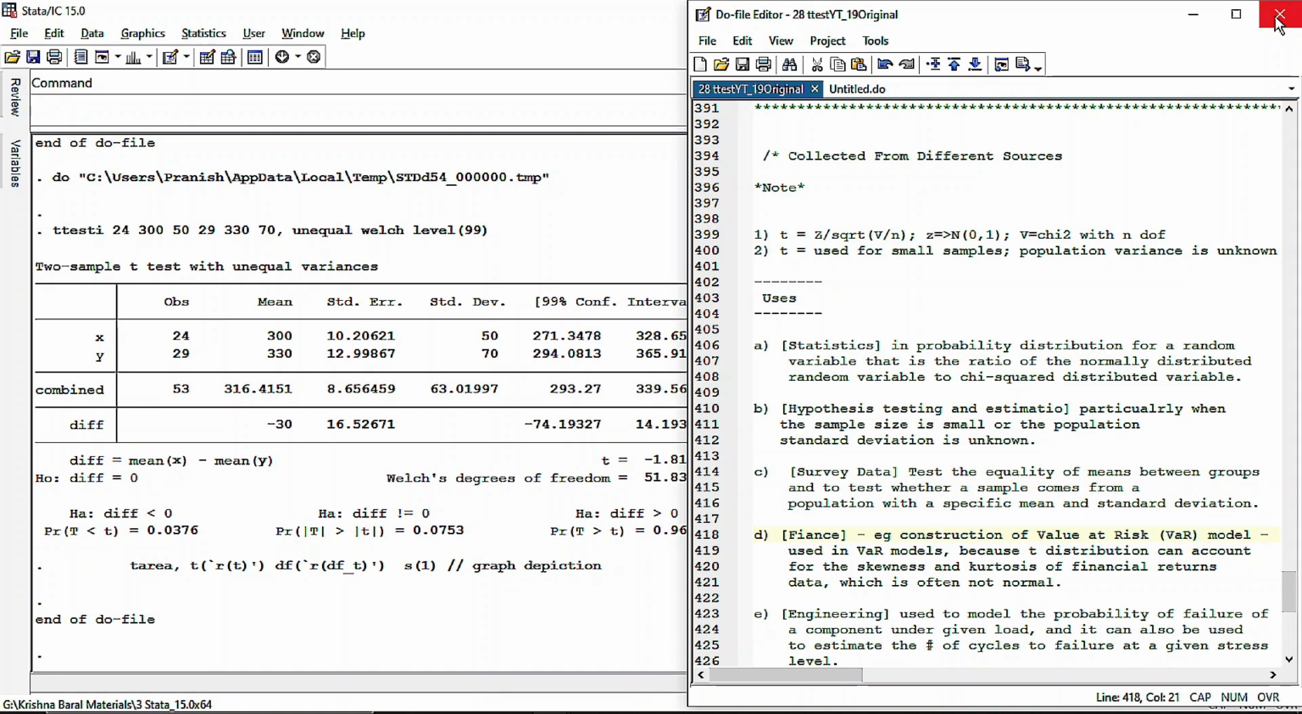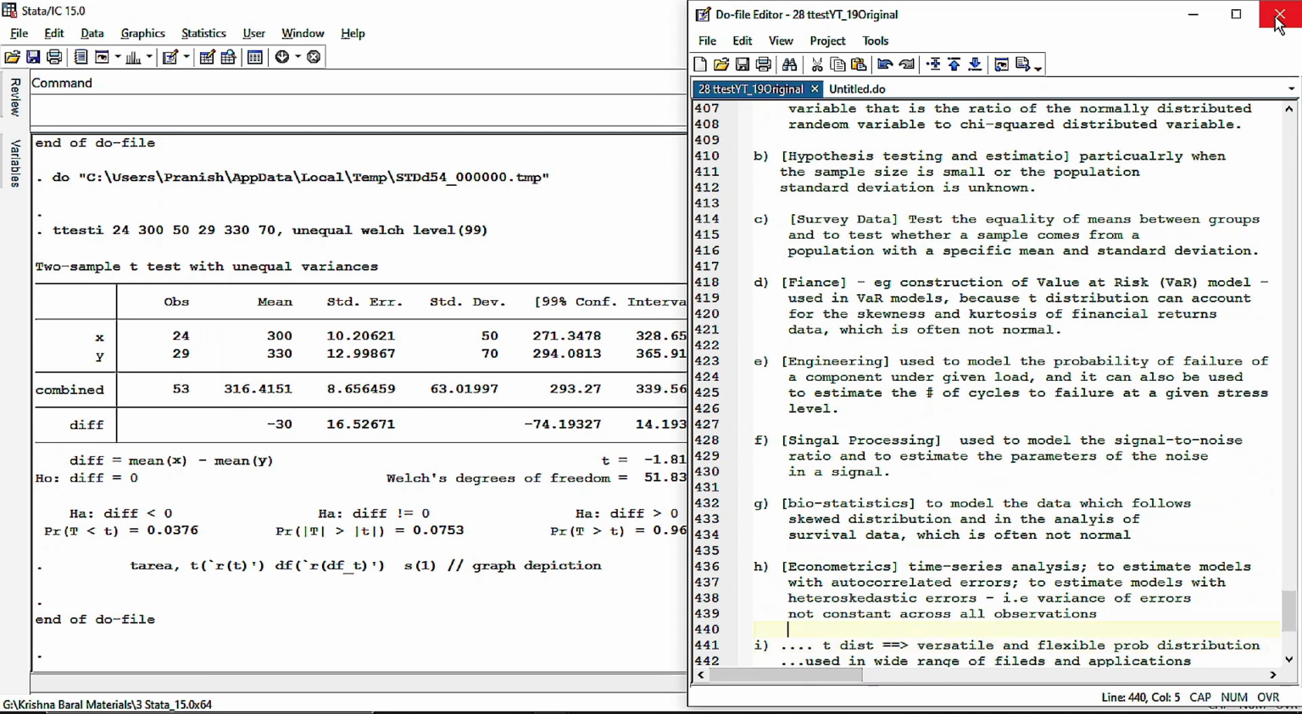And in finance, for example, in the construction of a value at risk model, it is used in VaR models because the t-distribution can account for the skewness and kurtosis of financial returns data, which is often not normal. In the field of engineering, it is used to model the probability of the failure of a component under a given load, and it can also be used to estimate the number of cycles to failure at a given stress level. And it is used in signal processing to model the signal to noise ratio and to estimate the parameters of the noise in a signal.